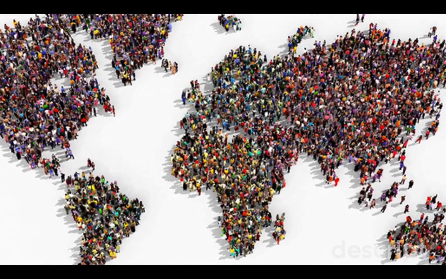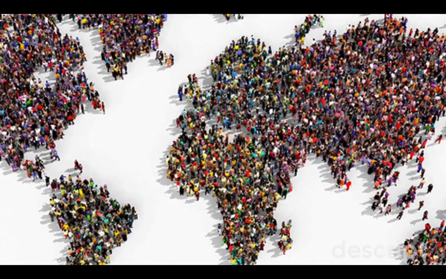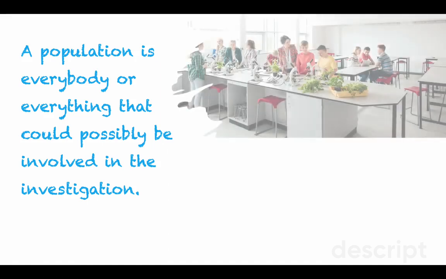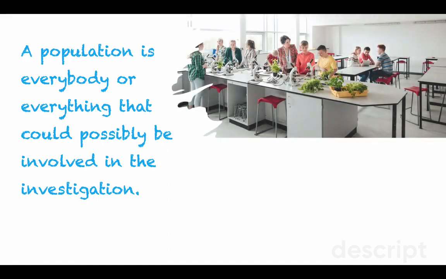When you carry out a statistical investigation, the population is the whole group you are interested in. A population is everything or everybody that could possibly be involved in the investigation. It could be people. If a teacher wants information about the post-school choices students make, the population is all the final year students in the school.